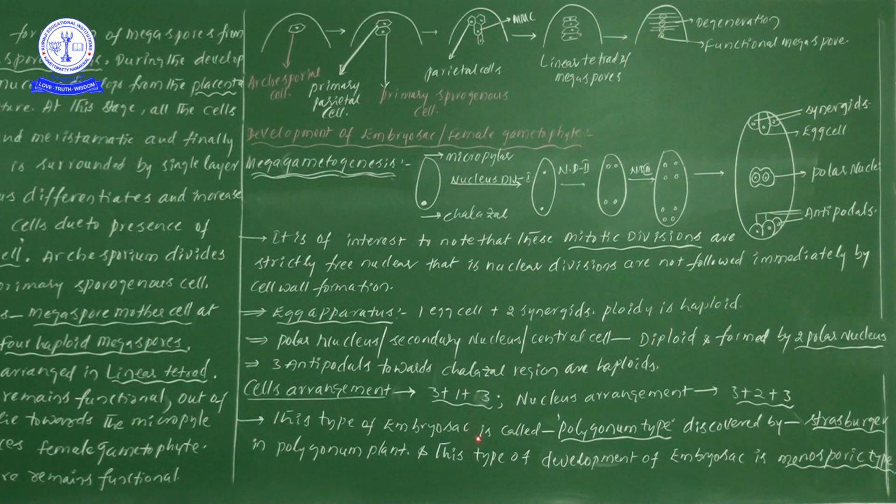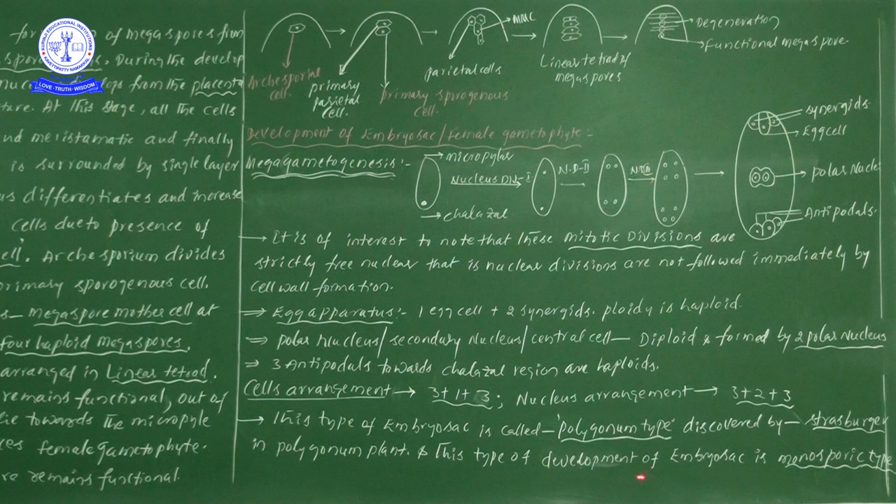Next, this type of embryo sac is called the polygonum type. The arrangement we have seen so far is called the polygonum type, discovered by Strasburger. Polygonum is an example of a plant. In a polygonum plant, the scientist Strasburger discovered this particular development of embryo sac. That's why this development of embryo sac is taken as the polygonum type.